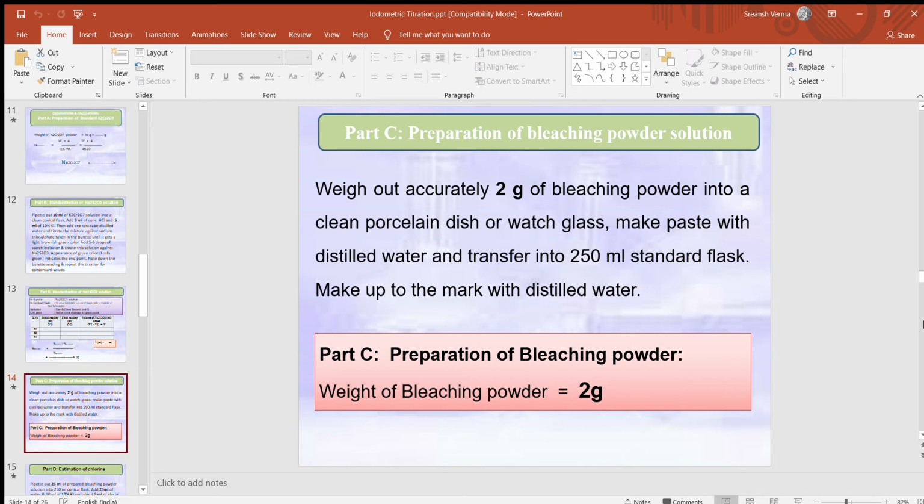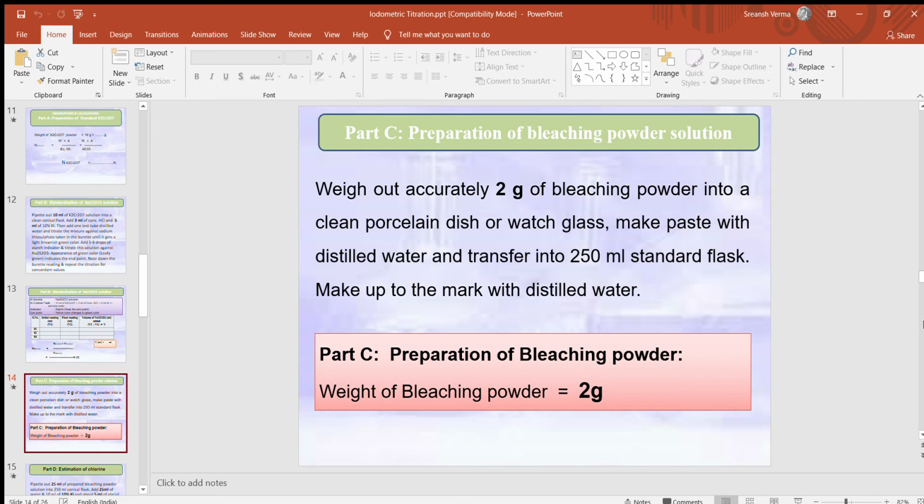Once the paste is converted into a smooth paste, you need to add distilled water to it and transfer it into a 250 ml standard flask with the help of the funnel. Make sure that your pestle mortar doesn't contain any particle or residual bleaching powder. You need to take each and every part of this bleaching powder, because it is going to be utilized for the calculations.